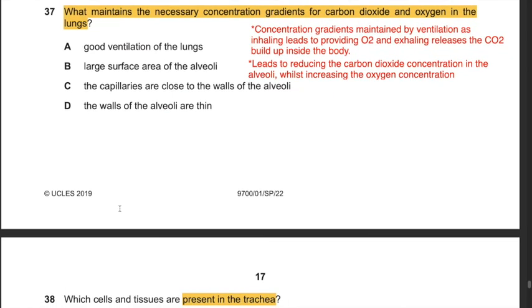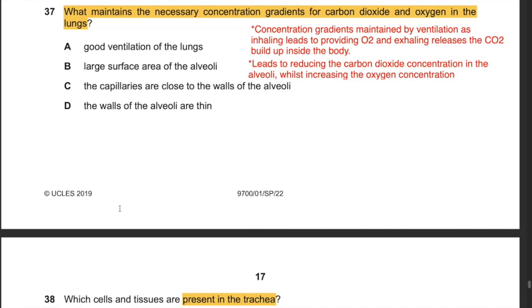Question 37. What maintains the necessary concentration gradients for carbon dioxide and oxygen in the lungs? Concentration gradients is maintained by ventilation, as inhaling leads to providing oxygen and exhaling releases the carbon dioxide buildup inside the body. This thereby leads to reducing the carbon dioxide concentration in the alveoli whilst increasing the oxygen concentration. Therefore, out of all the given options, the best possible answer being A, good ventilation of the lungs.